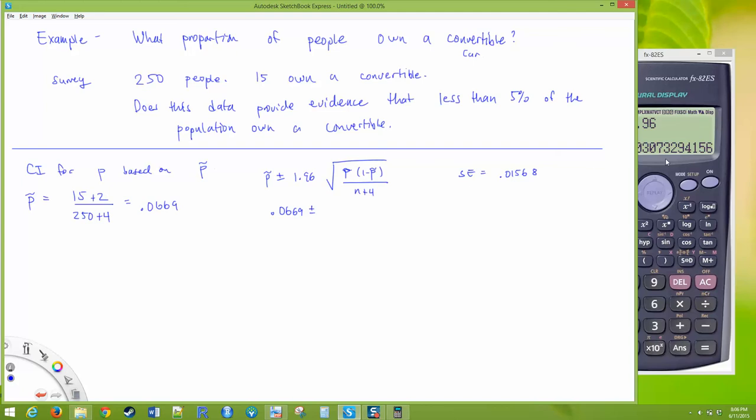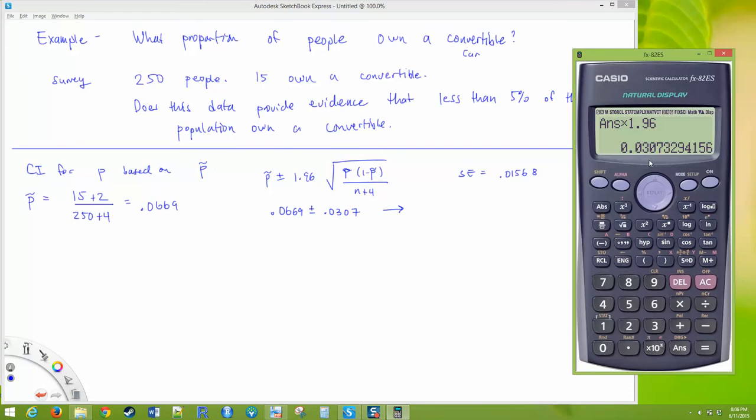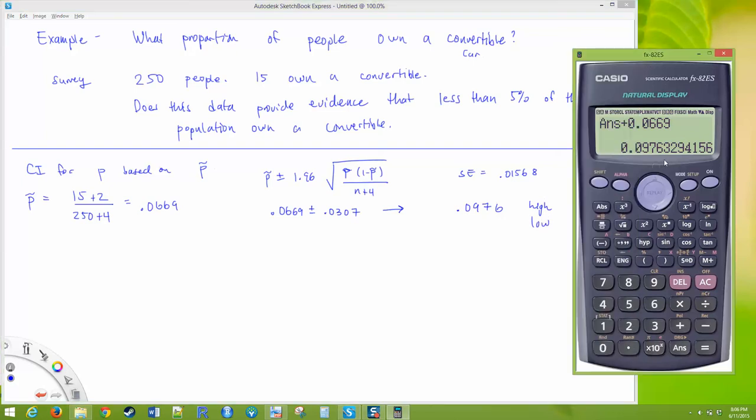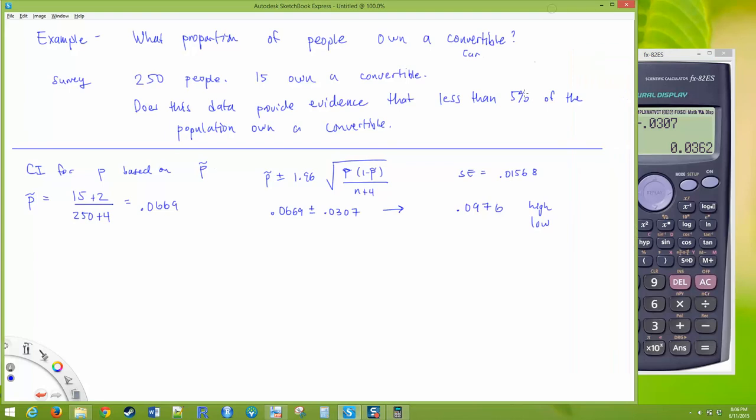Okay, and so I have 0.0669 plus or minus 0.0307. Okay, so I'll add that to 0.0669. And so on the high end, I have 0.0976. And on the low end, I have 0.0669 minus 0.0307, 0.0362. Okay, and so the question, so here I have less, but when you do a confidence interval, you can only answer the question, is it different from 5%, okay? So do we have evidence that the proportion is, do we have evidence?